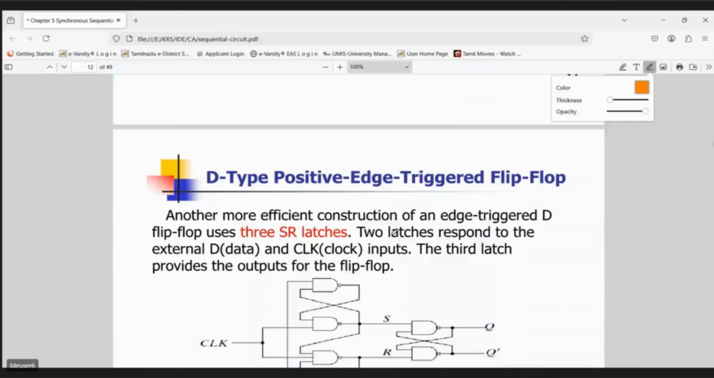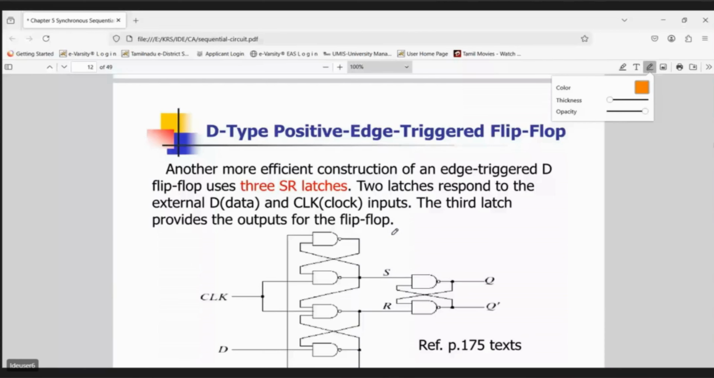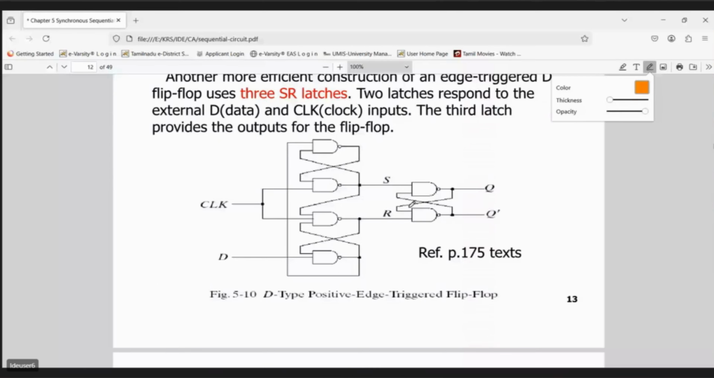Then D type positive edge triggered flip flop. Another most efficient construction of an edge triggered D flip flop uses 3 SR latches. 2 latches respond to the external D and clock inputs. The third latch provides the output of the flip flop. So it's a T type positive edge triggered flip flop. So logic diagram of T type positive edge triggered flip flop. So there are 3 SR latches, 1, 2 and 3.